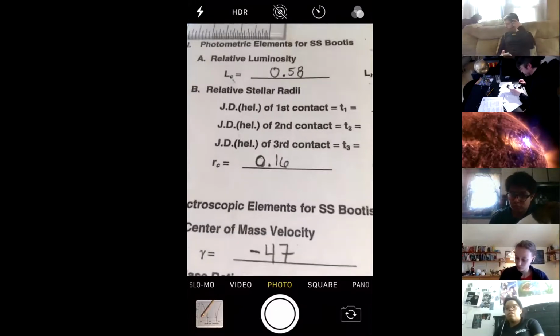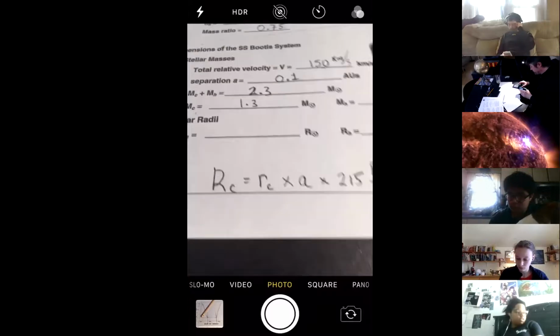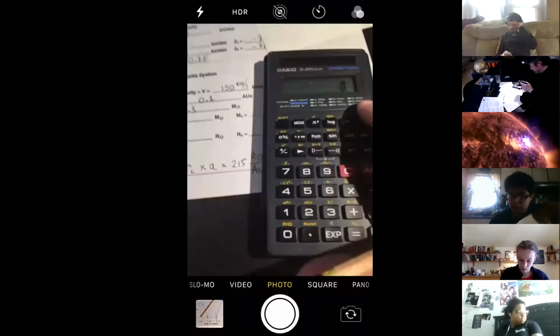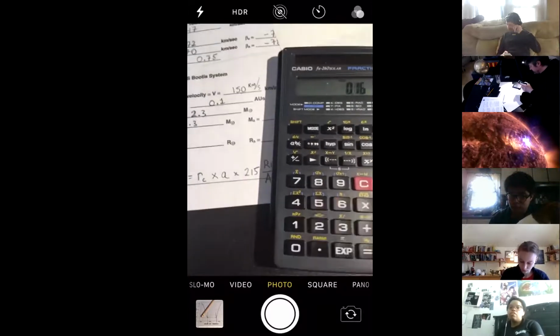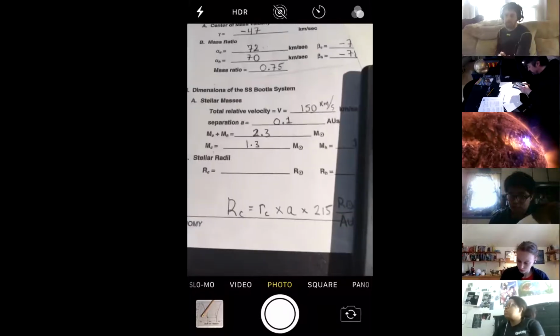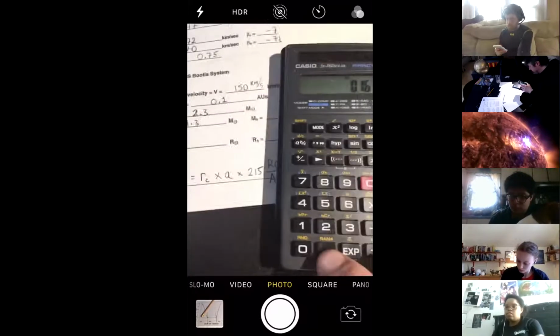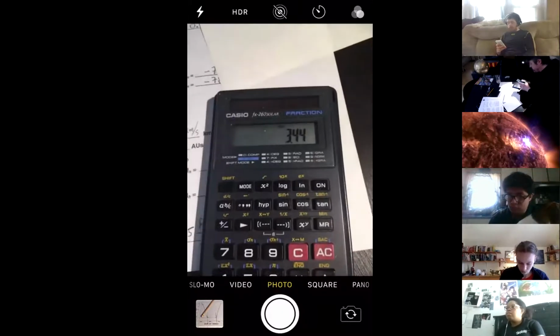So let's try this together. Our original scale radius was 16%. So we'll do 16% times A, which is 0.1, times 215. And we'll call it 3.4 solar radii.